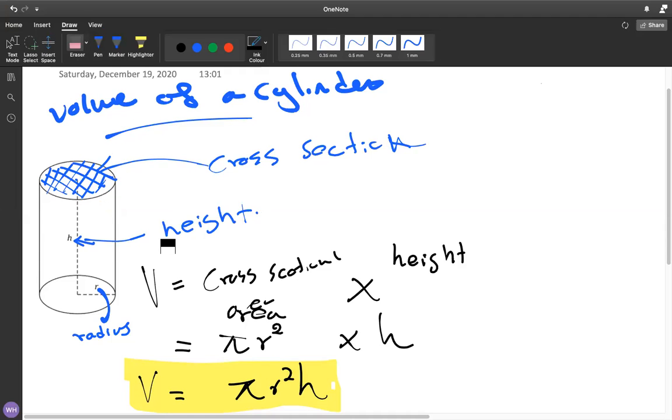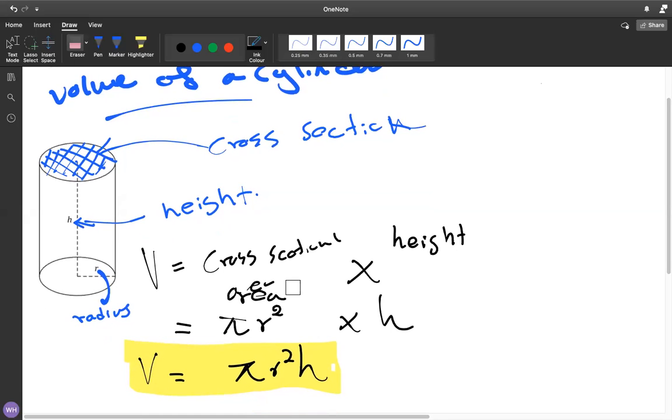This is the cross-section, and this is the height, and this is the radius, and then volume equals cross-sectional area into height, where the cross-sectional area is a circle, right? And then we know how to find the cross-sectional area of a circle, and then times h will give you the height.